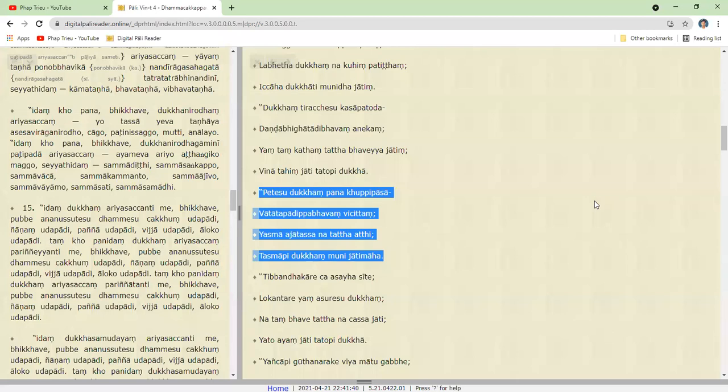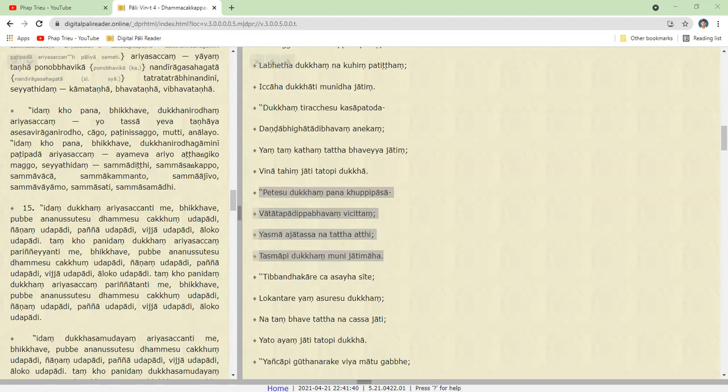Yasama ajadasa na data ati. Yasama, I will skip for the translation. There is no pain for someone who was not born in death. Yasama, Dasama, I will translate that. Dasama, therefore, the blessed one found at death the birth is suffering. Okay, have you got it? If you got it, I will continue to another verse.